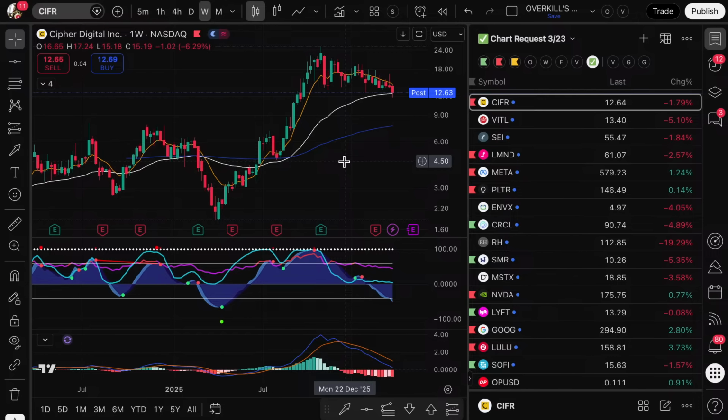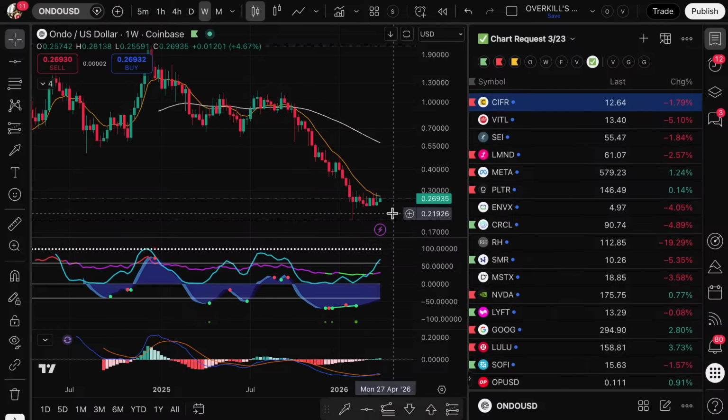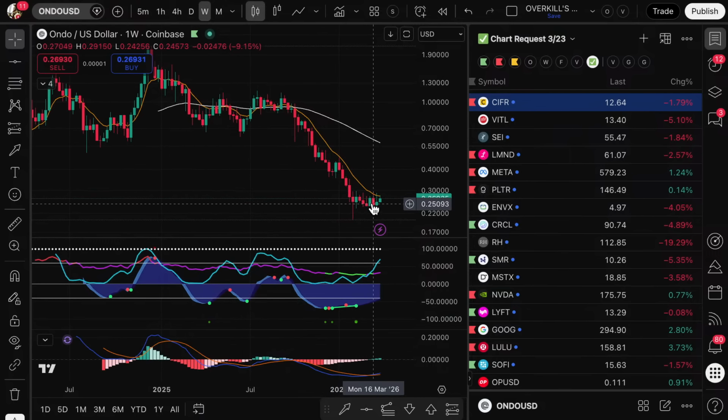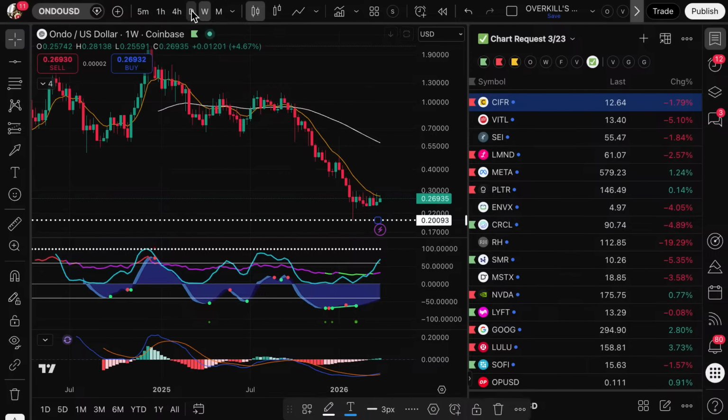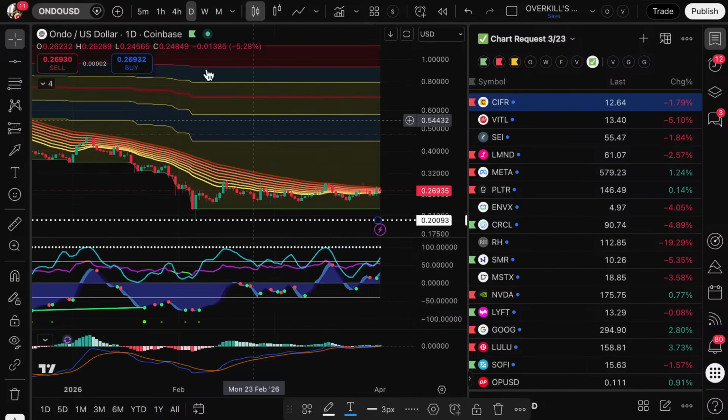What else we got? Ondo. Ondo's still looking very boring. We haven't moved from 25 cents in a long time. So the longer we consolidate, normally the bigger the move is. I think the bottom's in here at 20 cents for Ondo. This thing's looking good. Again, very boring, very choppy.